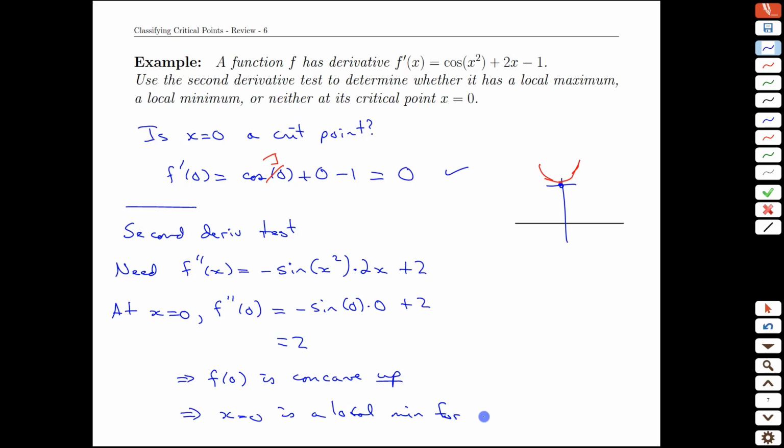for f of x. We don't know a lot about the function, but we do know that we have a critical point at x equals 0, and because of the second derivative test, we know that it'll be concave up there, and so we'll have a local minimum. And that's how we can apply the second derivative test. Whether we're given the first derivative or the original function, we just work our way down to the second derivative and evaluate it at each critical point.